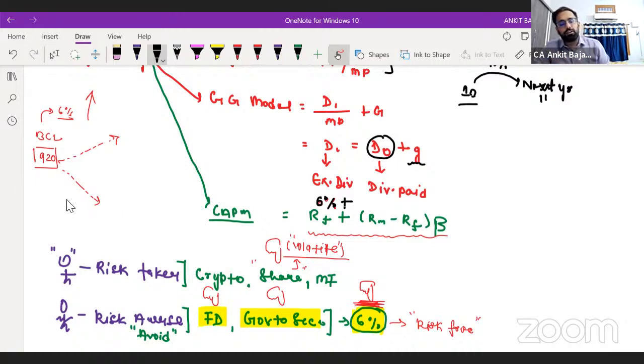Now, let's suppose I talk about a benchmark. Nifty or Sensex, they are benchmarks. So let's suppose Nifty is giving a return of 12%. Usually, whenever we invest into the share market, or whenever we do research or analysis on any particular share, we take a benchmark.